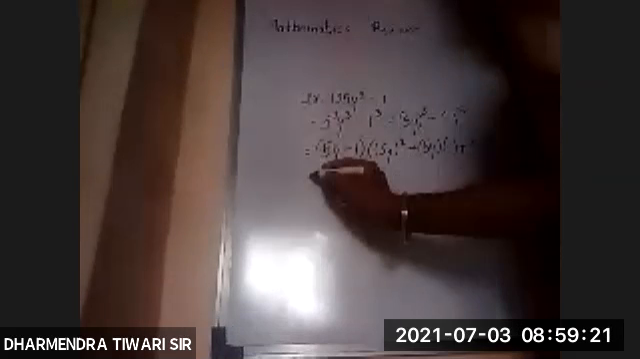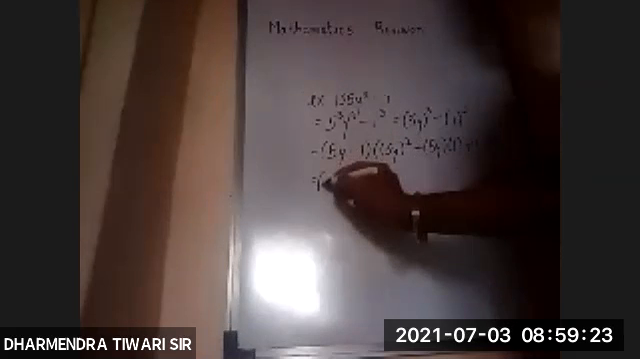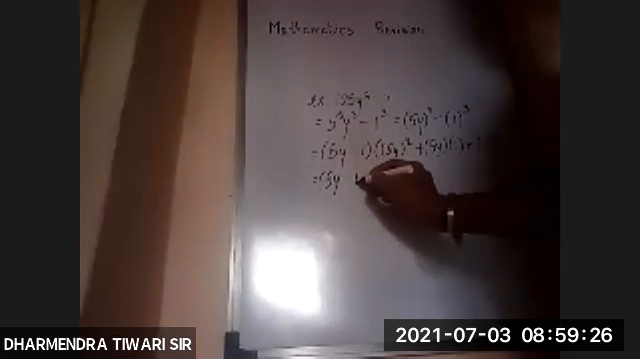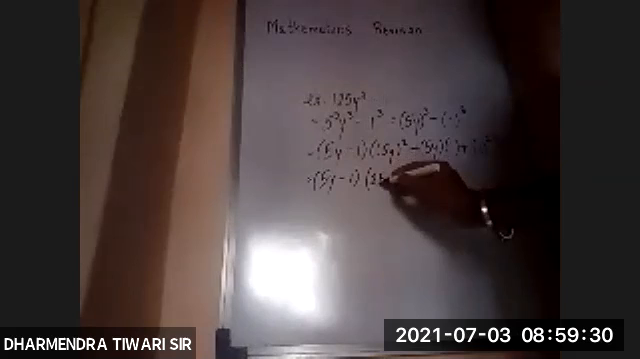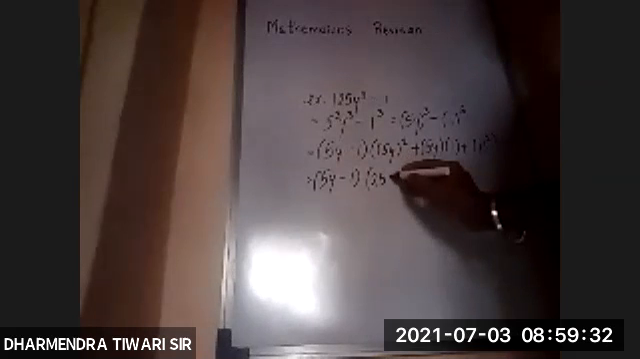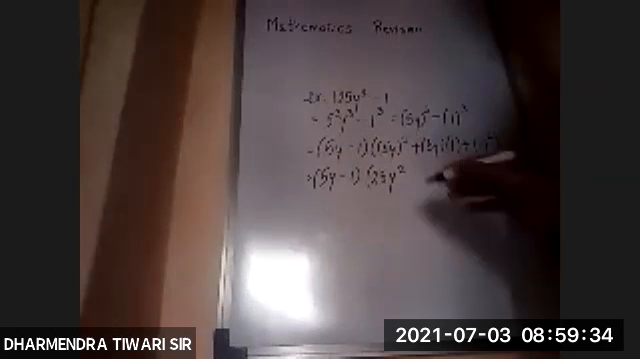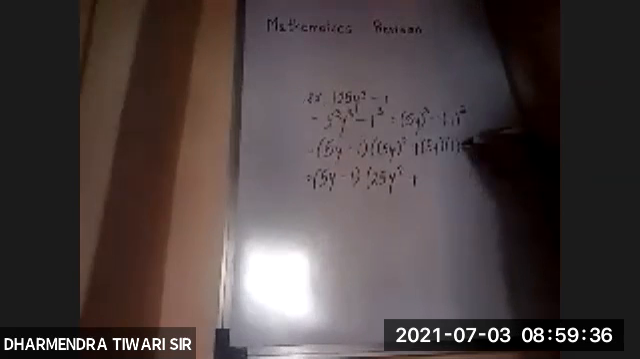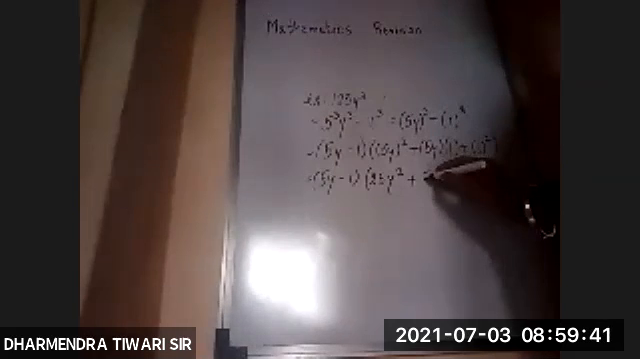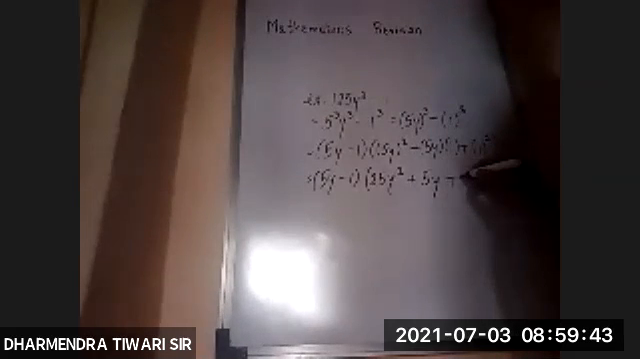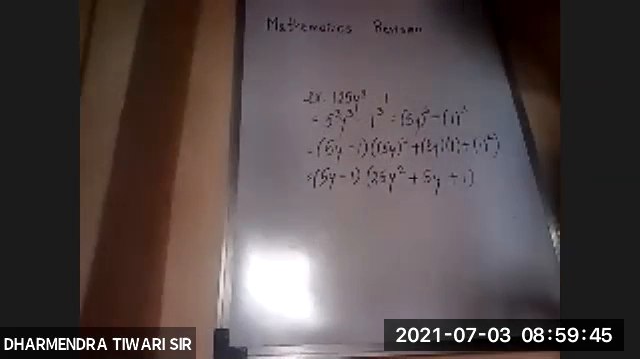Now, after this, you can write this as 5y minus 1 into 5y square, which is nothing but 5 square is 25, y square is y square, plus 5y multiplied by 1 is the same number, that is 5y, plus 1 square is 1. We are done.